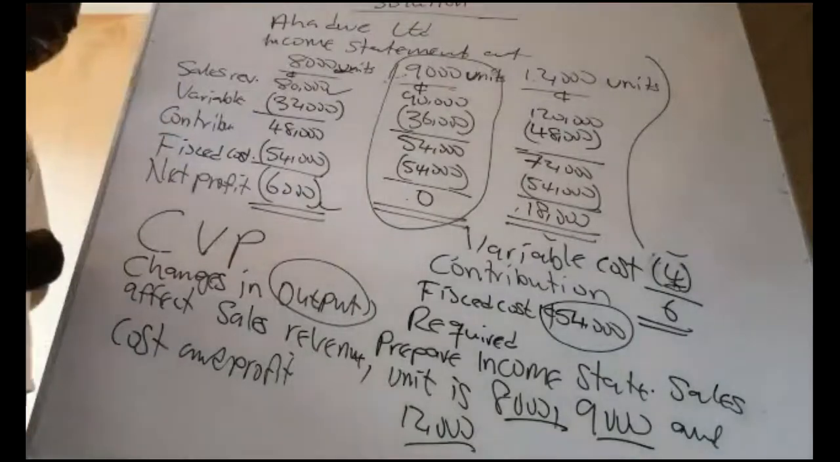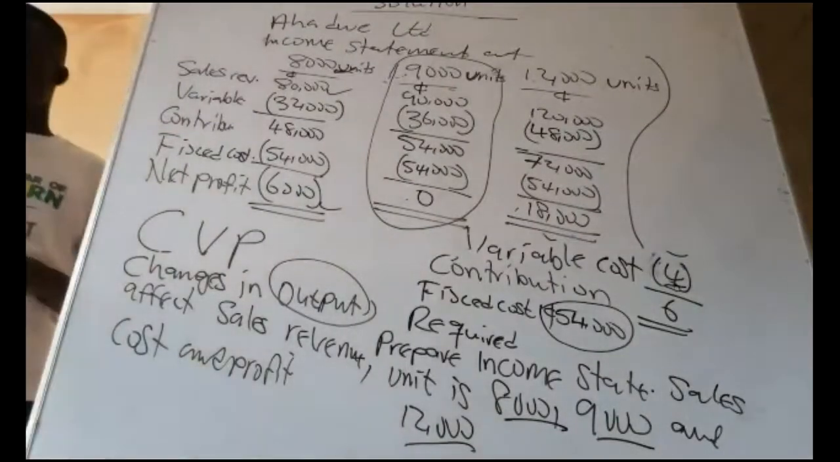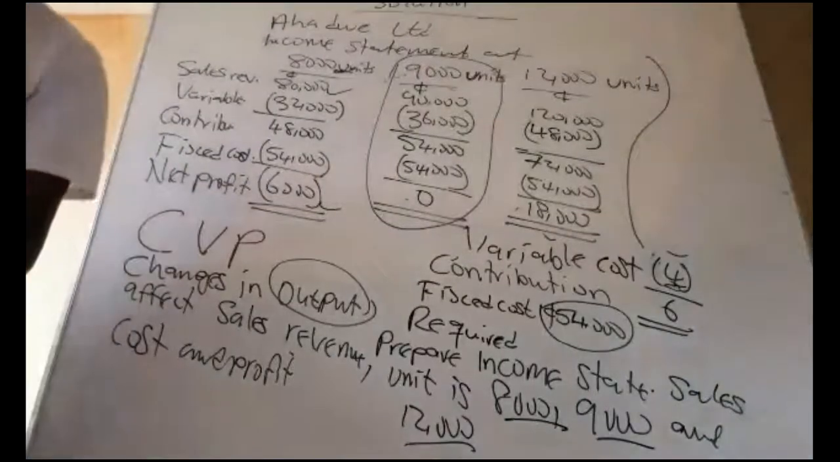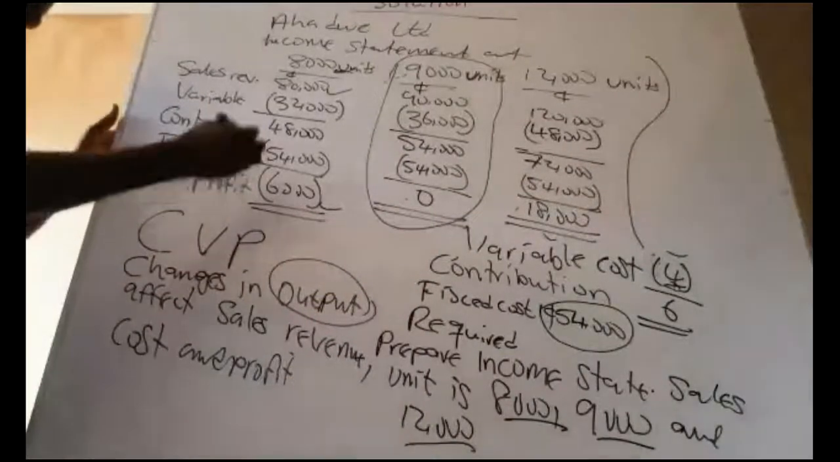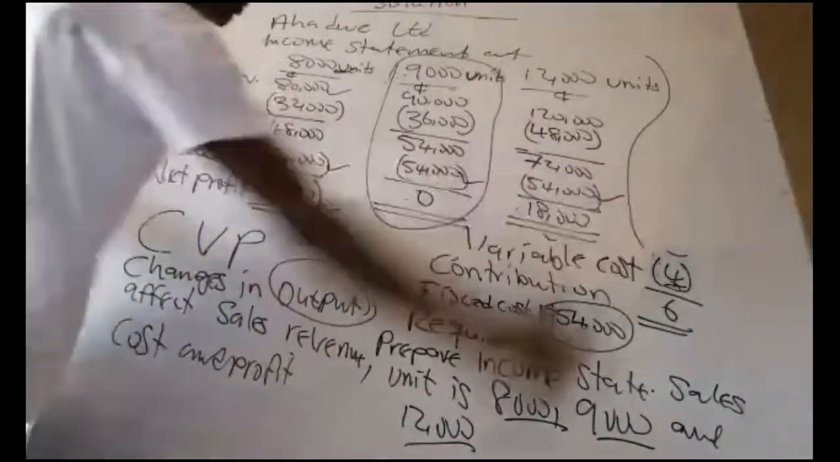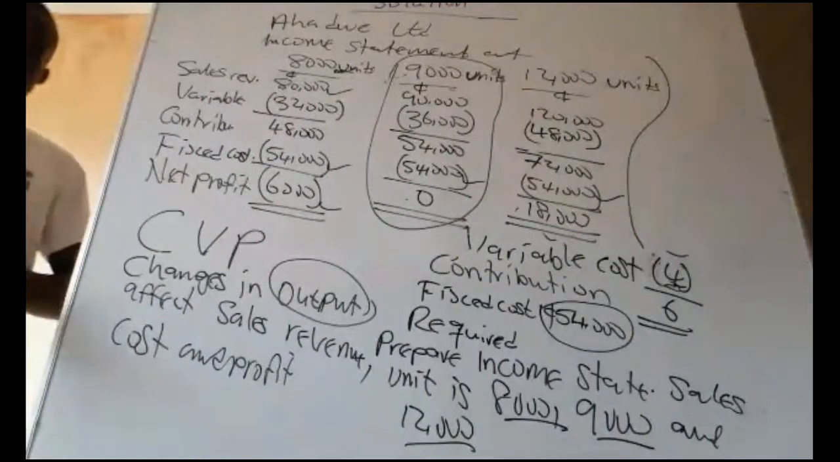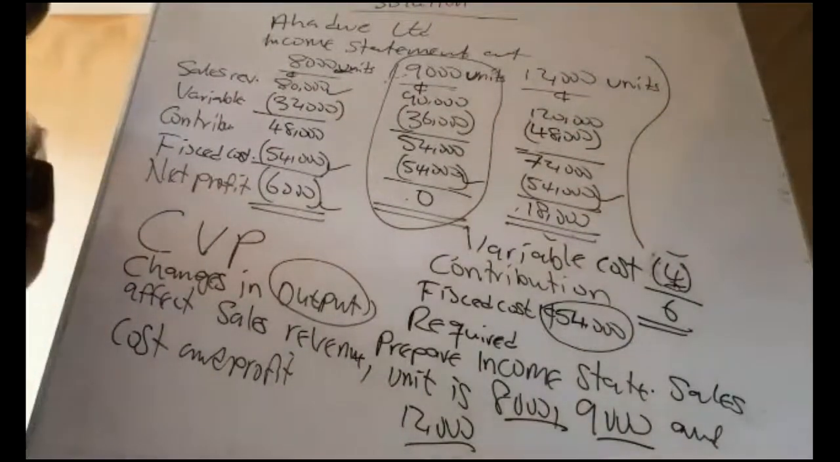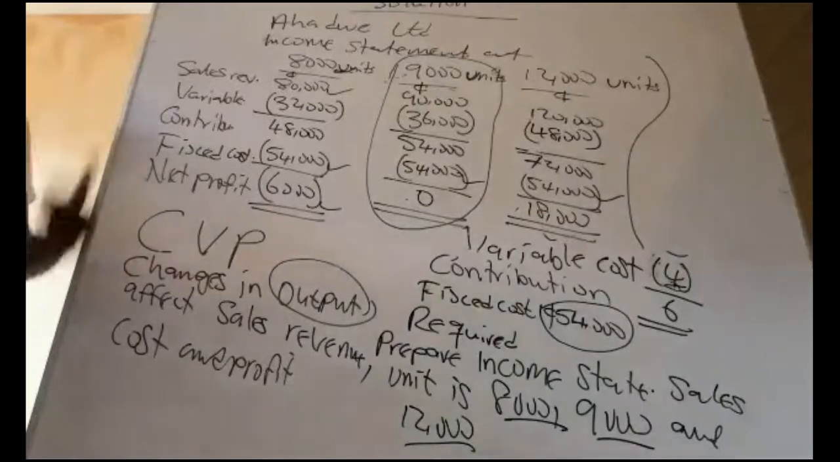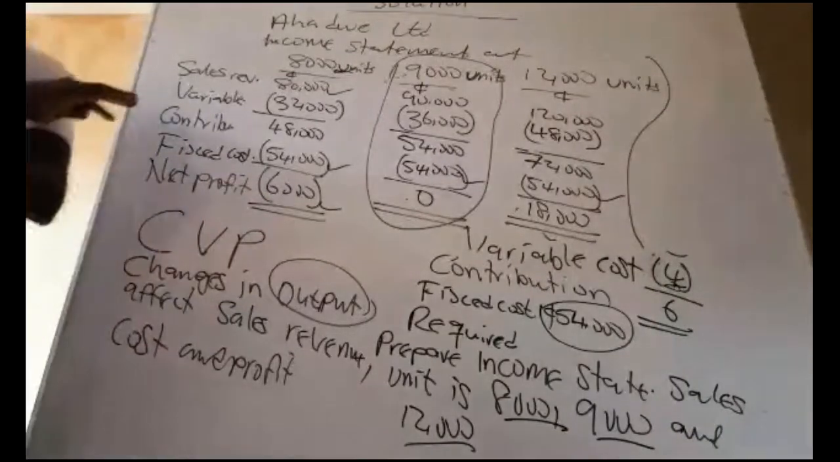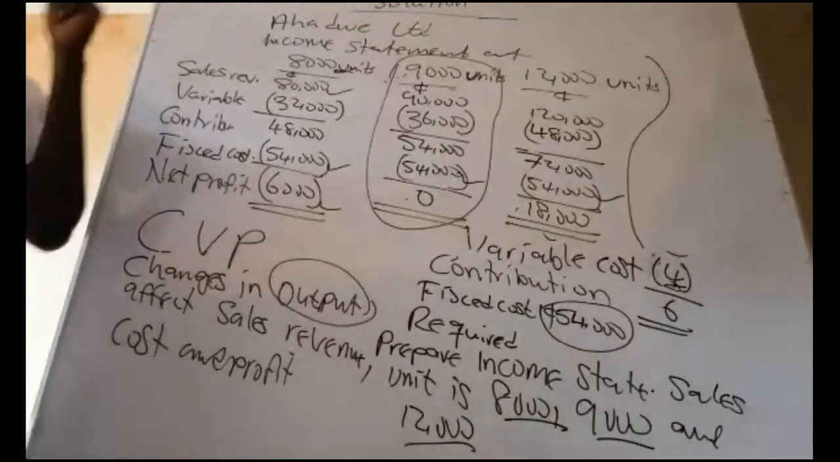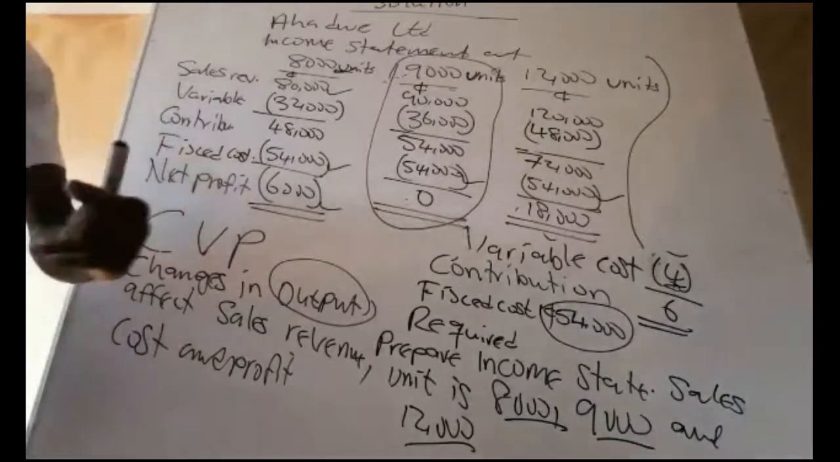Now, the third assumption is that the fixed cost is constant at all levels of activity. You can realize it here: 54, 54, 54. But fixed cost is not fixed always. Fixed cost is the cost that remains unchanged within a relevant range. We say fixed costs do not change, but that statement is not entirely true. Fixed cost does not change within a certain range.